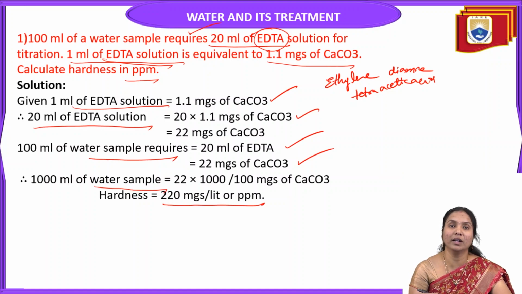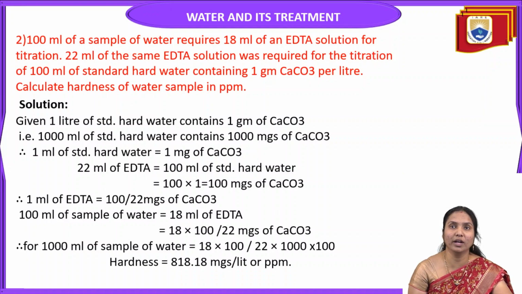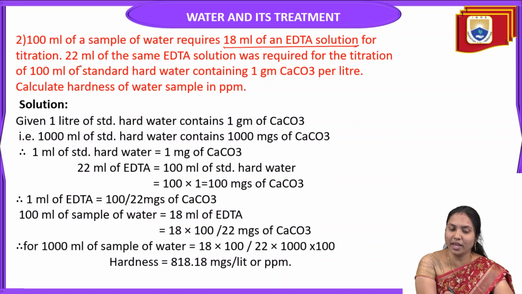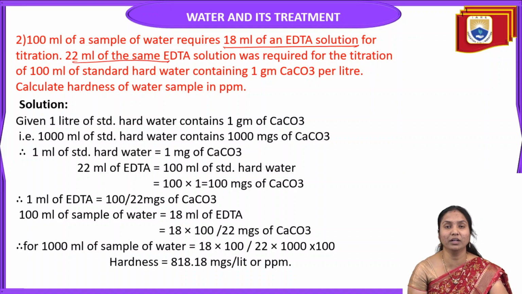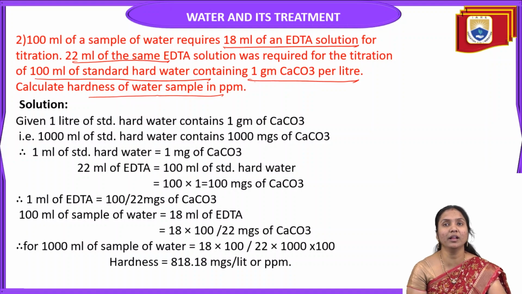In this way, we calculate the hardness by using EDTA. One more problem based on this EDTA method: 100 ml of sample water requires 18 ml of EDTA solution for titration. 22 ml of the same EDTA solution was required for the titration of 100 ml of standard hard water containing 1 gram of CaCO3 per liter. Calculate the hardness of the water sample in ppm.